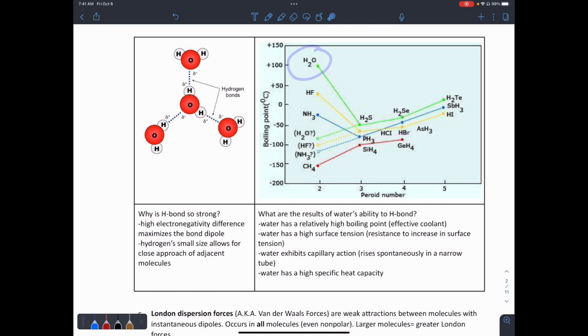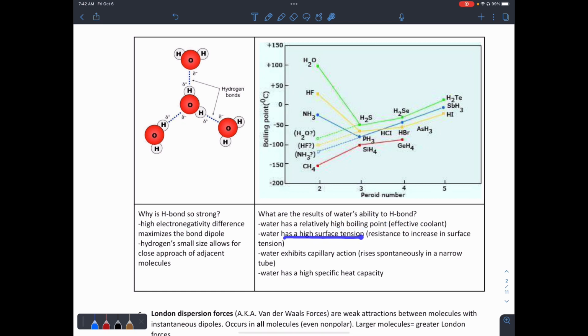Water is a molecule that we care a lot about. It's so important in nature and in health. And here are some of the results of water's ability to hydrogen bond. These are valuable things to know in many sciences, not just chemistry. Water has a relatively high boiling point. Of course, we use it to cool many things, equipment, our bodies.